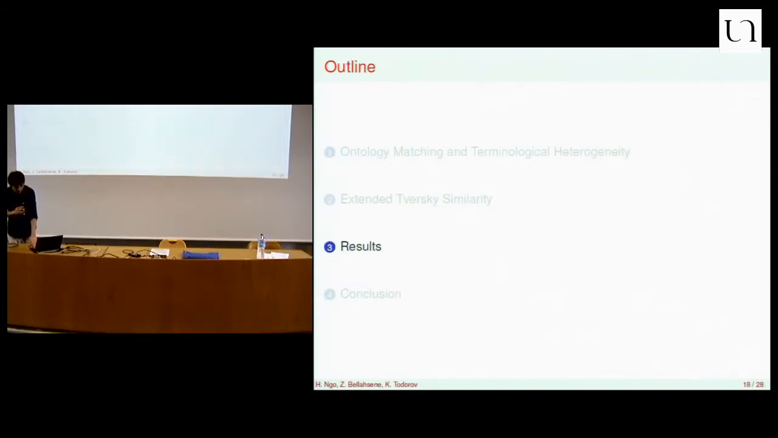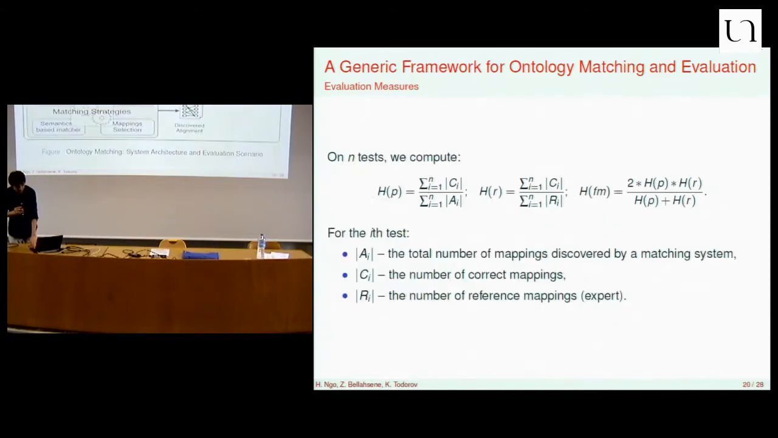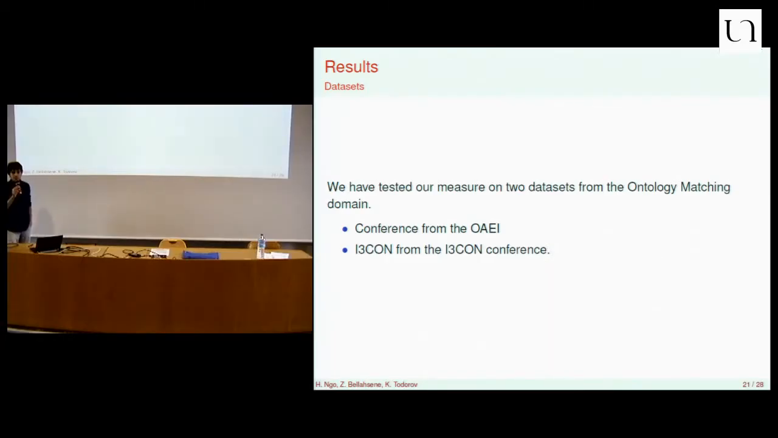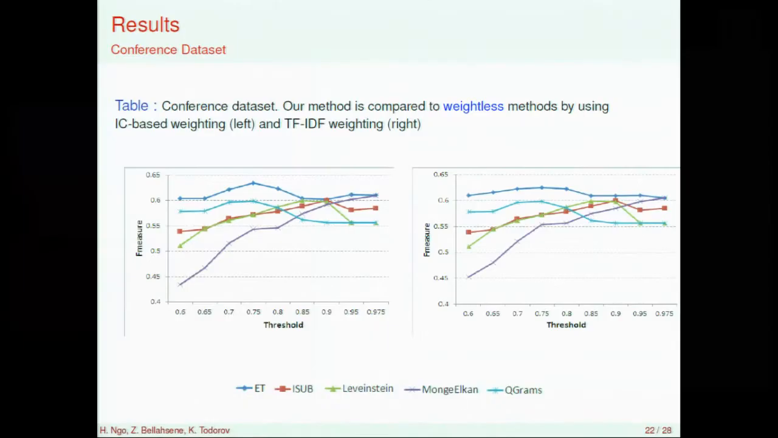And I will go briefly through several results that we have obtained by testing our approach on two different data sets which are well known in the ontology matching field. One of them is the conference data set from the Ontology Alignment Evaluation Initiative, and the other one is the I3CON data set from the corresponding I3CON conference. And these are the results that we have obtained.